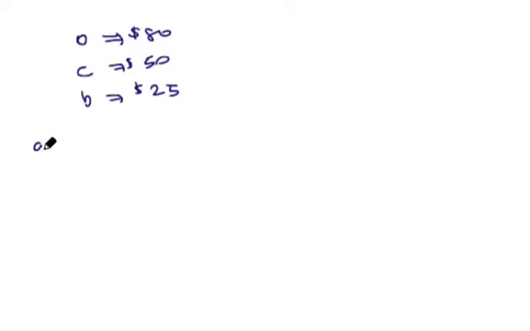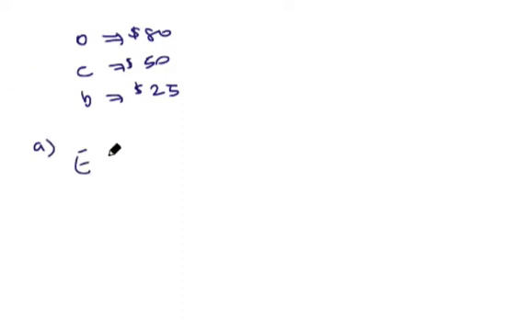Okay, so it says that for the orchestra seats, I'm going to write that as O. It costs $80. For the dress circle seats, I'm going to write that as C. That's going to be $50. And then for the balcony seats, I'm going to write that as B. These are $25. So in part A, you want to write an expression to describe the total earnings.